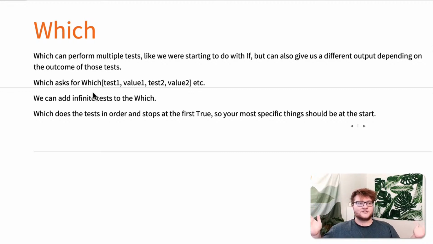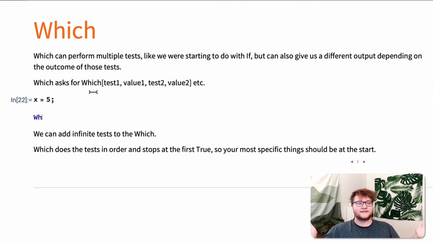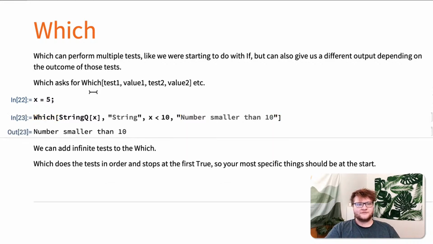So let's run this through. If we say x is 5, and then the first test that we're going to run is, is x a string? If that's true, we're going to return string. If it's not true, then we're going to move on to the next test. Is x smaller than 10? If that's true, then we're going to return number smaller than 10. And for right now, we're going to leave it at that. So if I run that with x is 5, I get a number smaller than 10 because that was the first test that gave it true.